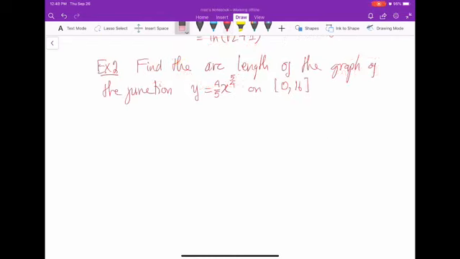Now, let's consider the second example. Let's find the arc length of the graph of the function y equal to 4 over 5 x to the 5 over 4 on 0 to 16. Alright, so as we have seen, the first thing we need to do is find the derivative, right? Find y prime. Because in the formula, we would need a derivative. So let's find y prime.